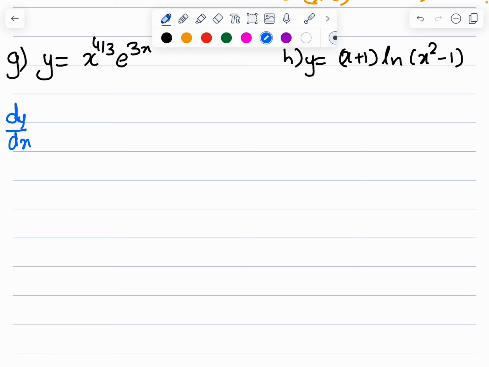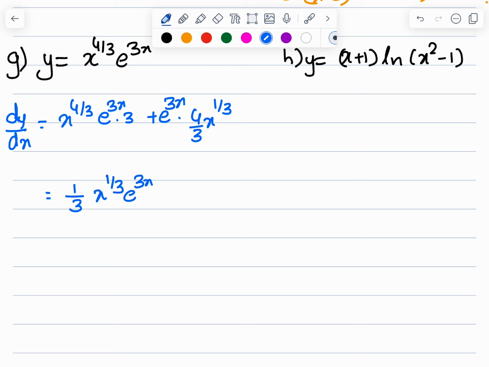dy/dx equals x power 4 upon 3 as it is. e power 3x derivative is e power 3x times 3. Next time e power 3x as it is, times 4 upon 3 times x power 4 upon 3 minus 1, which is 1 upon 3. So what can I take common? 1 upon 3, x power 1 upon 3, and e power 3x can be taken common. So what will be left over? We don't have 1 upon 3, so multiply and divide by 3. So 9x will be left over plus 4. That's going to be the answer.